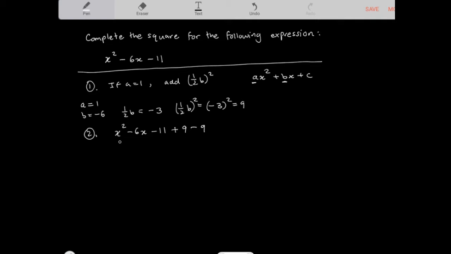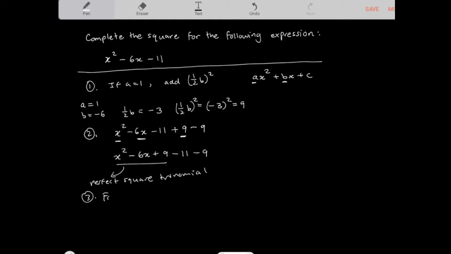Now basically the first two terms and the 1/2 b squared term that you added, they form something called a perfect square trinomial. So I'm going to group these guys together. So you get x squared minus 6x plus 9 minus 11 minus 9. So this forms a perfect square trinomial, right? And because this forms a perfect square trinomial, we want to factor this perfect square trinomial.